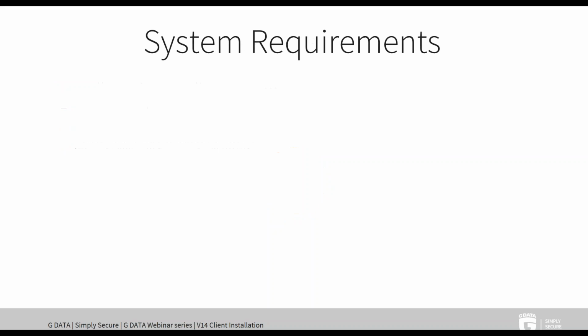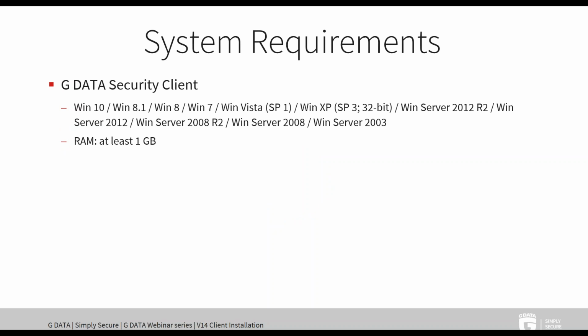As you can see, the minimum system requirements might differ according to which client you are trying to roll out. The GData Security client itself runs on all the current Windows operating systems, and also Windows Vista Service Pack 1 and Windows XP Service Pack 3, 32-bit only. Also the current server operating systems, Server 2012, 2008, and 2003. All have in common the minimum requirement of at least 1 GB of RAM. Otherwise, you might run into performance issues.